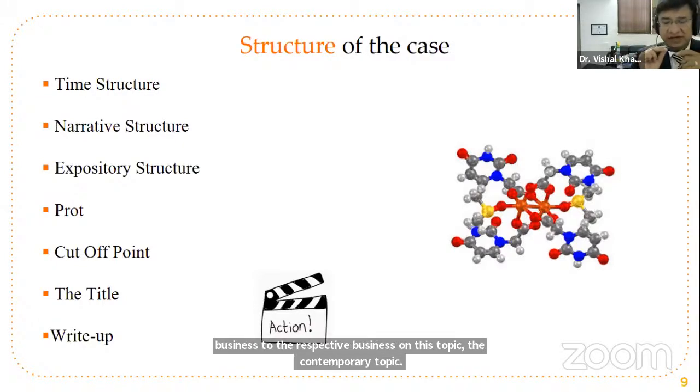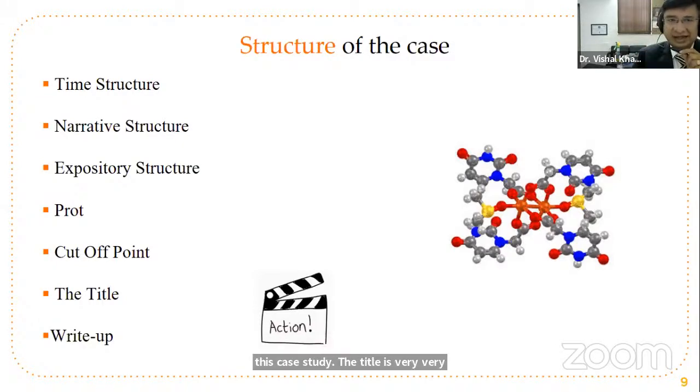The title is very, very important. And the last in the structure is the write-up. It is neither possible nor desirable to develop each structure separately with superimposition. It is a kind of thing where there has to be linkage between the points you have narrated in the paragraphs.